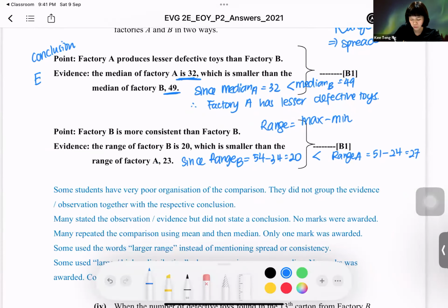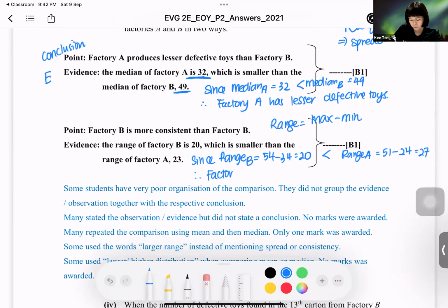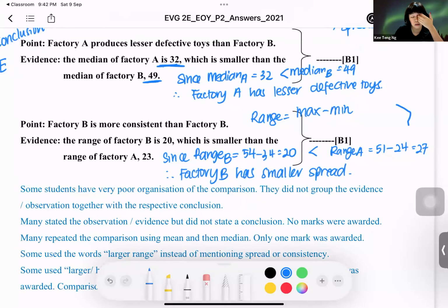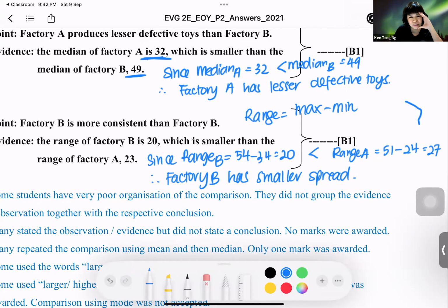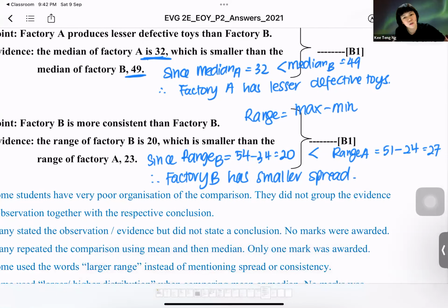Therefore, factory B has smaller spread. Or alternatively, if you want to say that factory B is slightly more consistent, it actually means consistently producing a defective number of toys, which is actually not very ideal. But just comparing, no need to make a conclusion which factory is better. So we'll just say that factory B has a smaller spread. Or if you know how to say consistency, you can say factory B is slightly a bit more consistent.